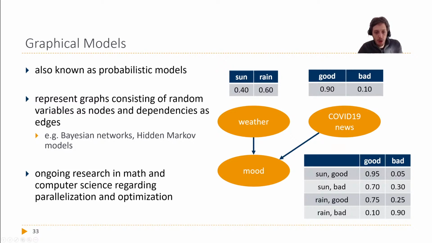Bayesian networks and hidden Markov models are just two examples. There's really ongoing research in math and computer science on how to optimize and parallelize them properly, depending on what the structure of your model looks like and so on. I'm not going to go into too much detail because I'm not dealing a lot with those.